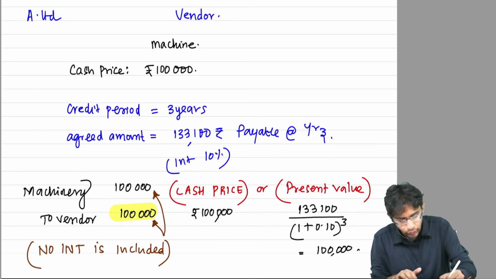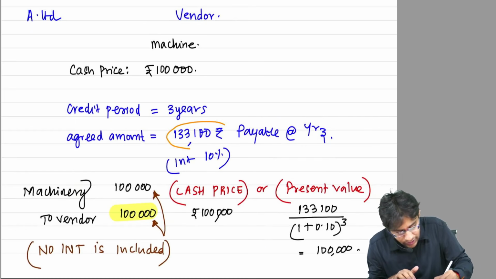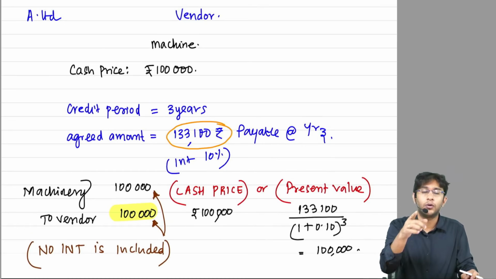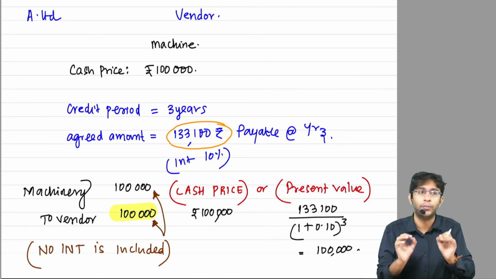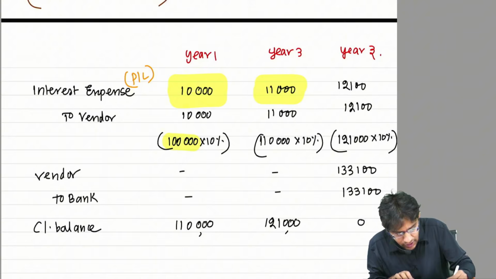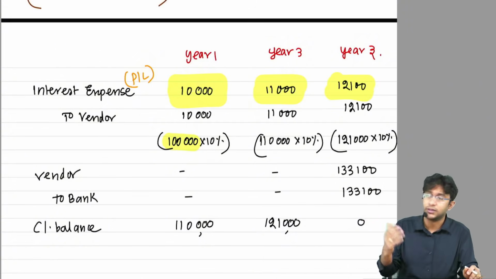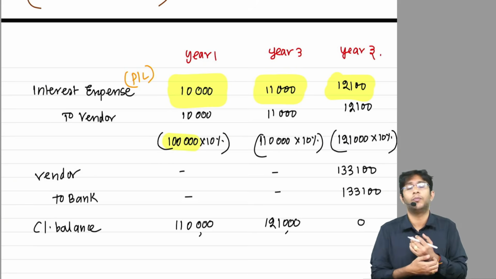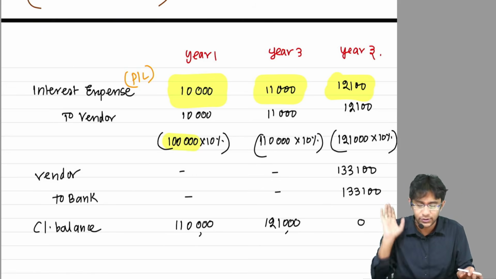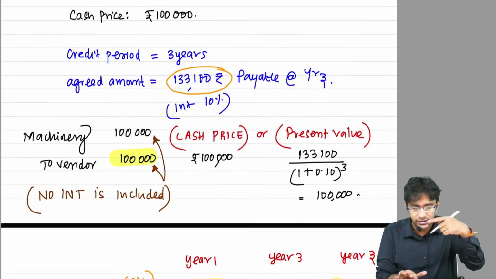So I agreed to pay 1,33,100. In this, 33,100 rupees is interest. That cannot go to asset, that cannot go to liability. It is directly going into the P&L account as an expense. You can watch this. The total of this and this will be your 33,100 rupees. That cannot come to your asset cost, that cannot come to your liability value. It has to be booked as an expenditure directly in your P&L account. So this is how you do accounting.